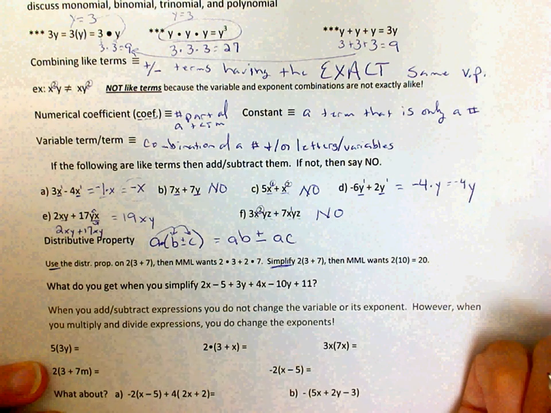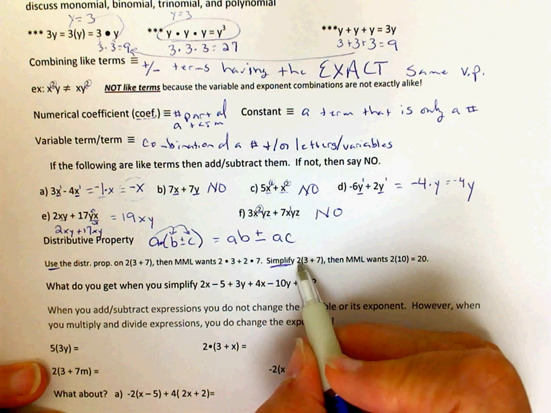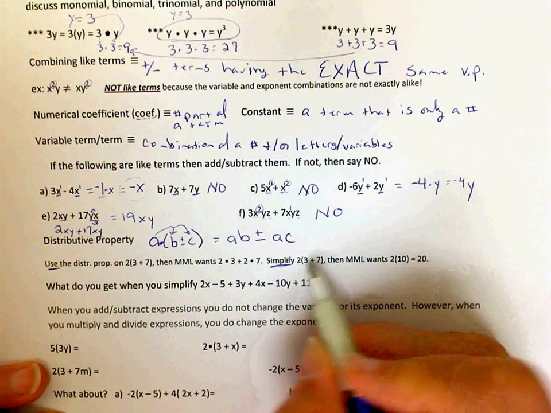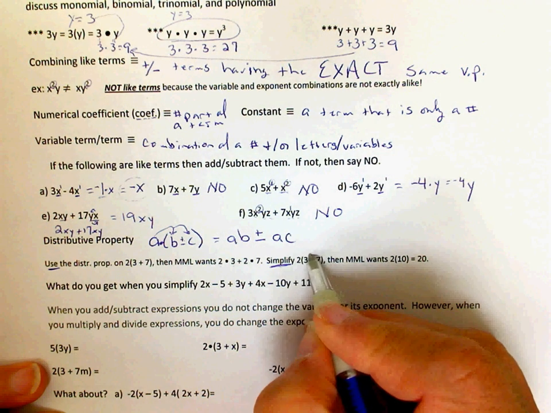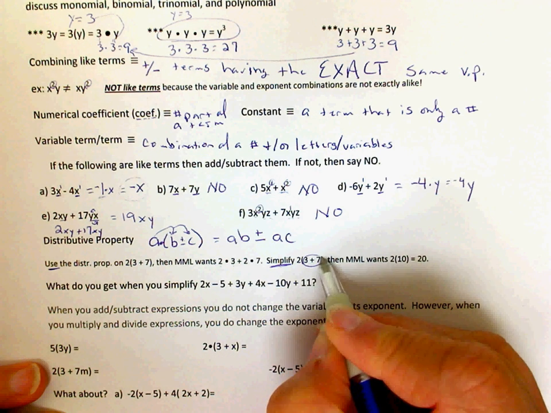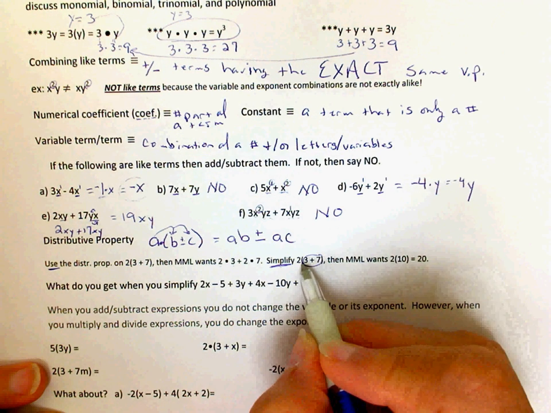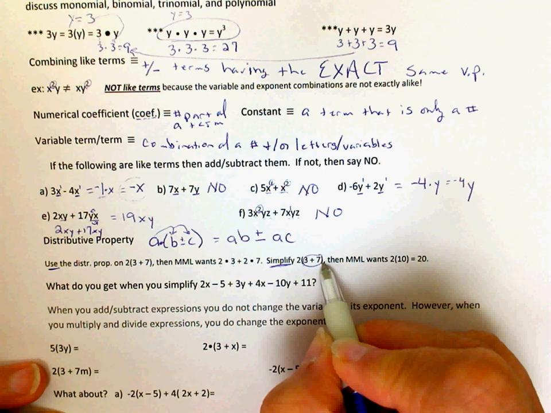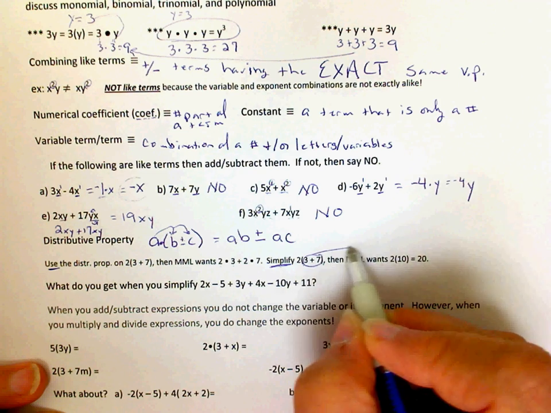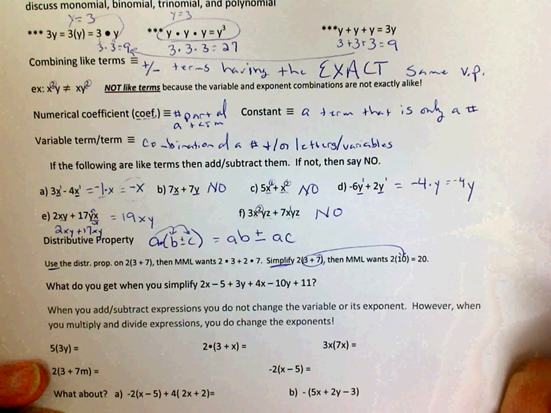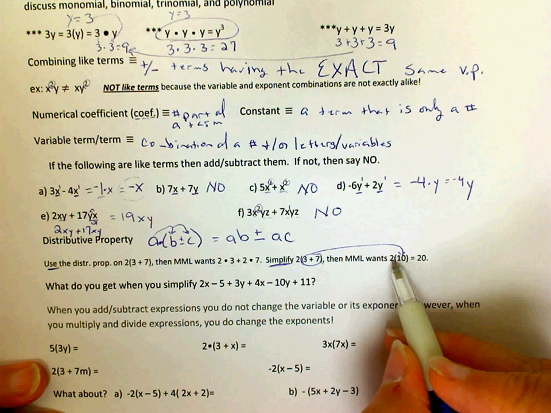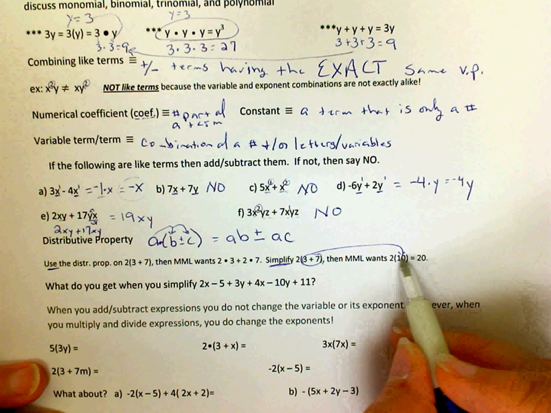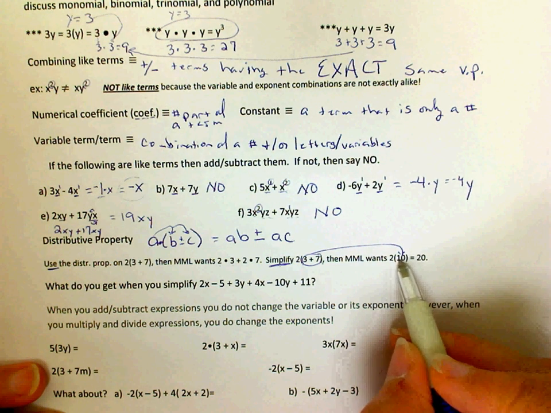Alright? So, if it wants you to simplify, it says to use the order of operations. And in doing that, I have to simplify what's inside parentheses first, which gives us 10. And remember, if there's nothing between 2 and parentheses, it means times. So 2 times 10 gives us 20.